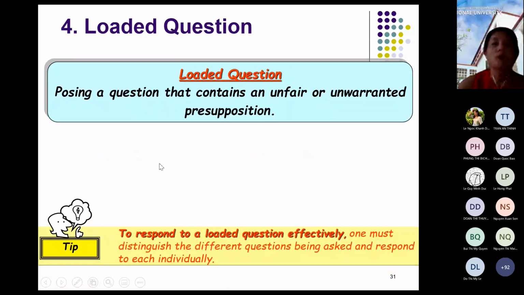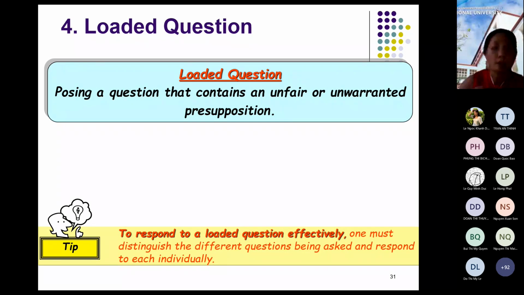Okay, now the fourth one, the name is loaded question. Here I told you previously, in the first group of fallacies, the name of the fallacy is begging the question, but we don't really see the question there, isn't it? But here in the loaded question, the fallacy has the name with the question there, and you will see the question here.